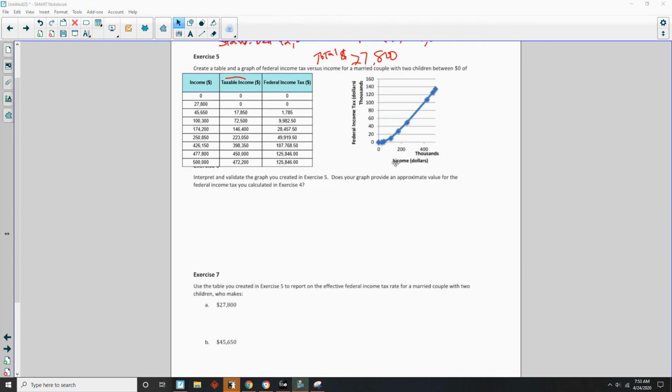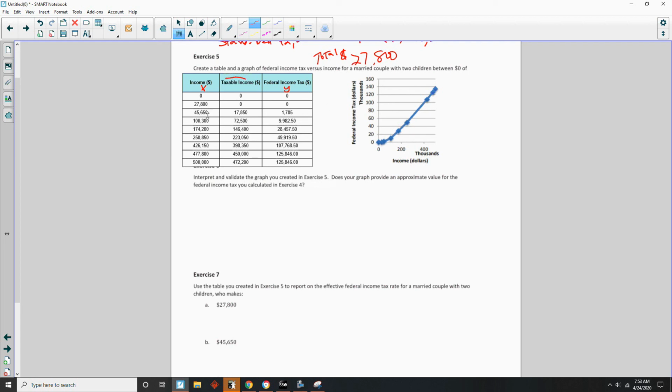Okay, so here's what your graph should look like. Obviously, you're going to have an x-axis, y-axis labeled income, dollars, and these 200 and 400 are in thousands. And then up the side, the y-axis is going to be federal income tax dollars in thousands. So 0, 0, 0, 0, and then we graphed income. So that's this column here. These are my x's. And federal income tax dollars, this is my y.